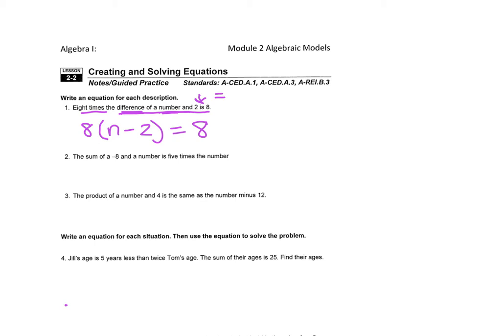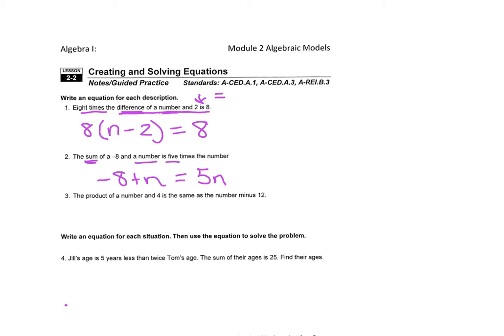On the next ones it says the sum, which means addition, of a negative 8 and a number is 5 times the number. So a negative 8 and a number, so plus n, is 5 times the number. So negative 8 plus n equals 5n.